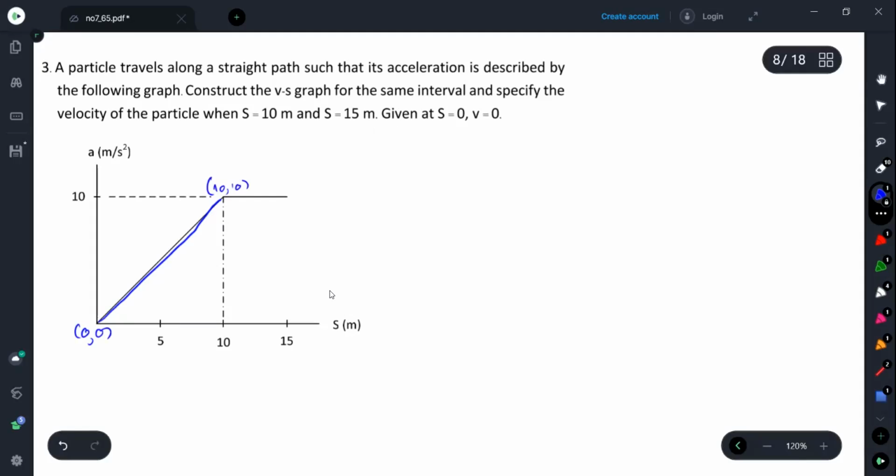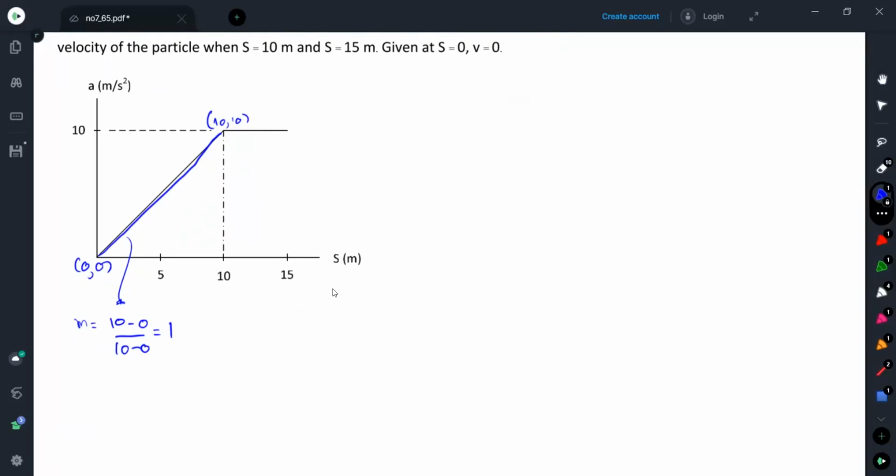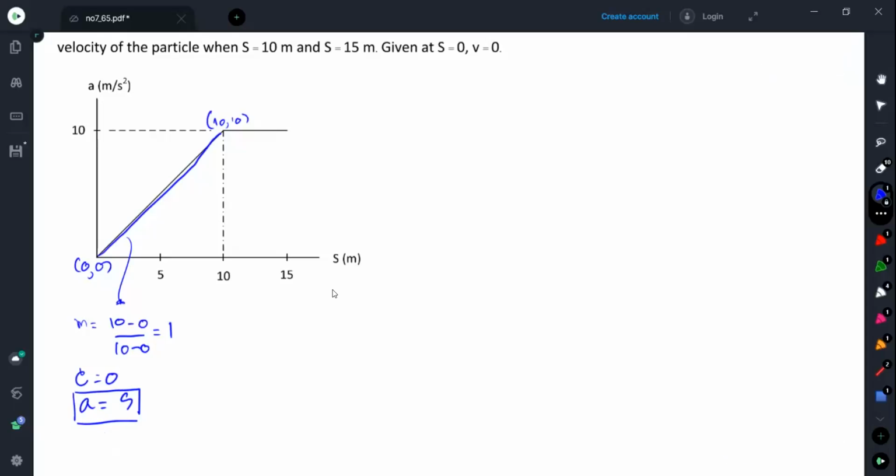Actually, from this relationship, we can find out m becomes 10 minus 0 divided by 10 minus 0, that is 1. So y equals mx plus c, but now it passes through the origin, so c is equal to 0. For this case, we found out a equals s, a equals s for the first period.